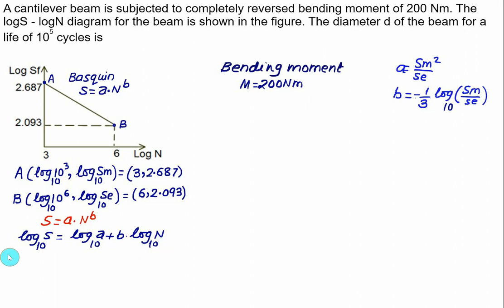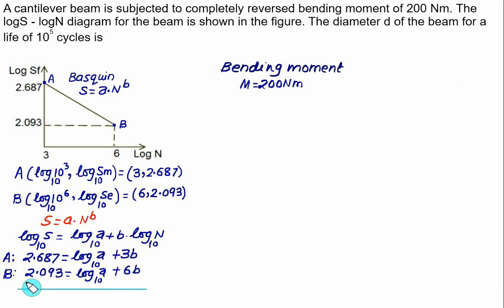For point A, log of S is equal to 2.687, equals log of A to the base 10 plus constant B times log of N, which is 3, that is 3 times B. For point B, log of S is 2.093, the endurance strength, equals log of A to the base 10 plus 6 times B.